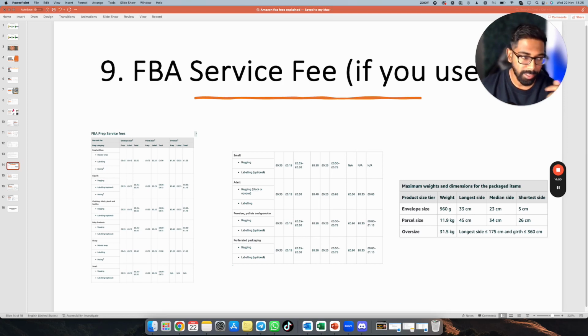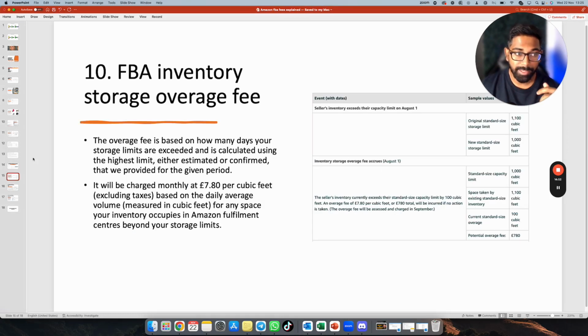Moving on to the 10th fee, which is the FBA Inventory Storage Overage Fee. Now, this basically means that Amazon allocates you a certain amount of space in their warehouse. If you exceed that space with a lot of stock, then Amazon is going to actually charge you for that space. And trust me, you don't want to cross that limit which Amazon has set you, because they do charge quite a bit.